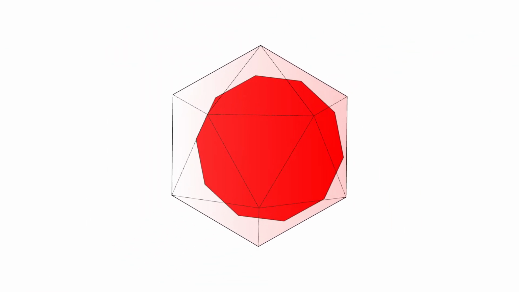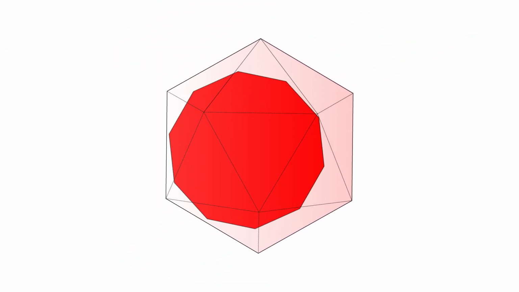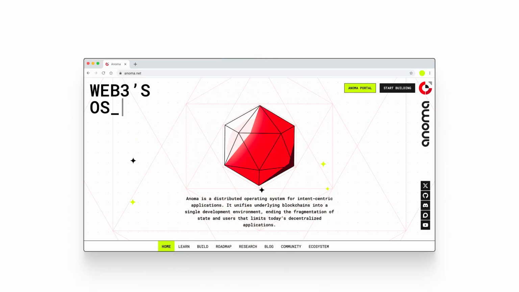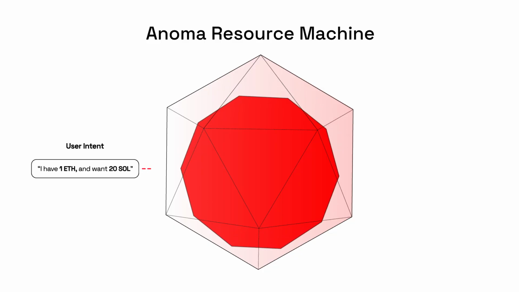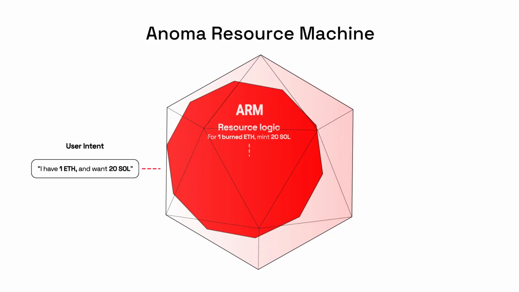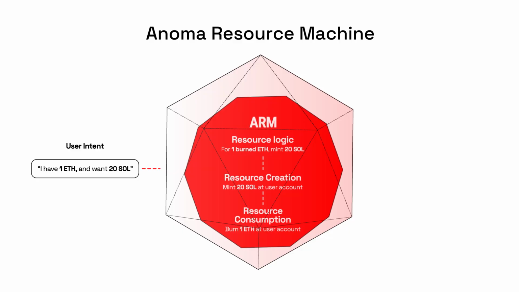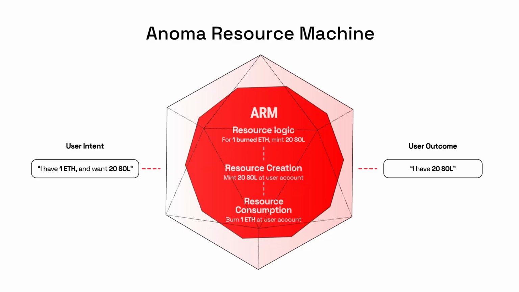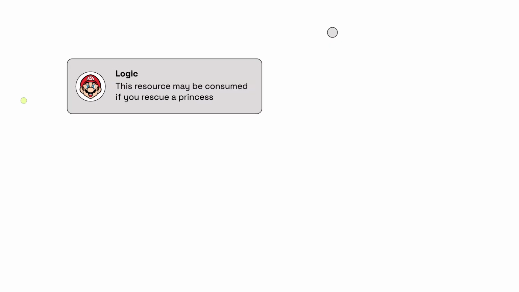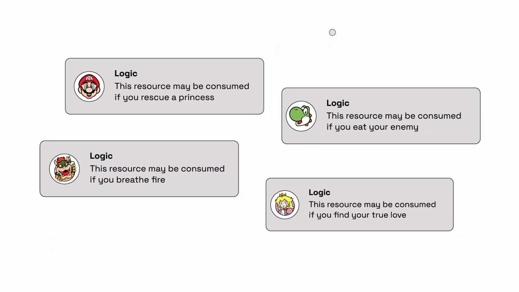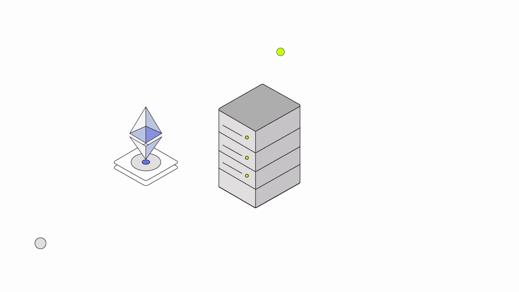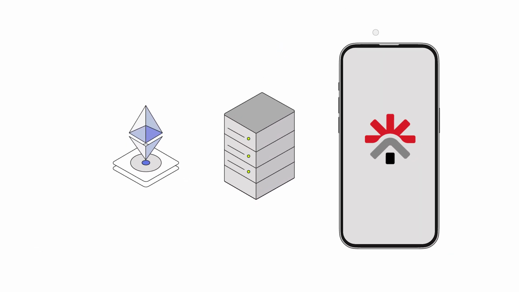The Anoma Resource Machine, or ARM for short, is a next-generation virtual machine at the heart of Anoma's distributed operating system. Instead of processing low-level transactions, the ARM is designed from the ground up to process intents, user-defined outcomes, and constraints. To do this, Anoma introduces a new state model called the resource model. Resources are atomic units of state inspired by Zcash-style commitments and nullifiers, and they can live anywhere, on any chain, any node, or even on user devices.